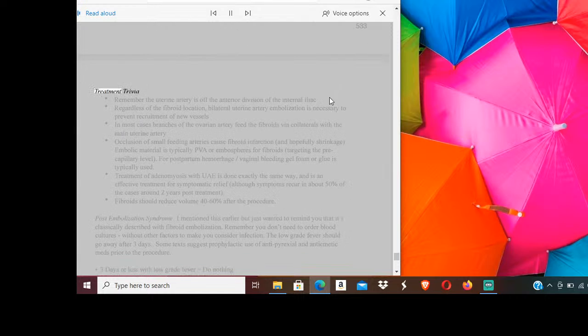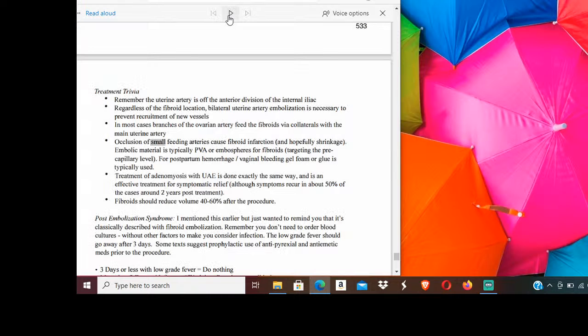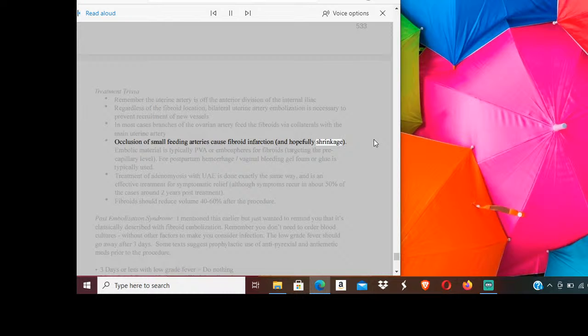533. Treatment trivia. Remember, the uterine artery is off the anterior division of the internal iliac regardless of the fibroid location. Bilateral uterine artery embolization is necessary to prevent recruitment of new vessels. In most cases, branches of the ovarian artery feed the fibroids via collaterals, with the main uterine artery occlusion of small feeding arteries causing fibroid infarction, and hopefully shrinkage.